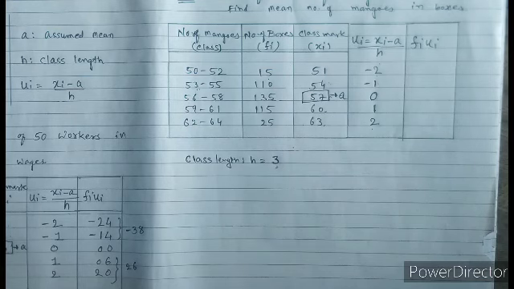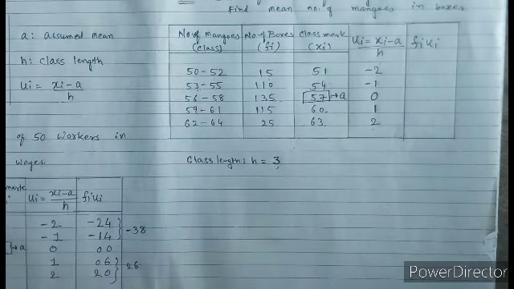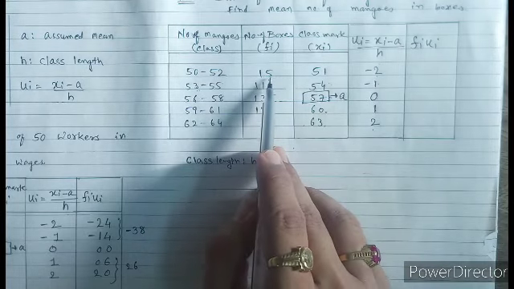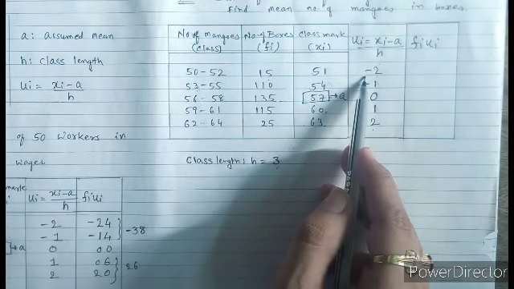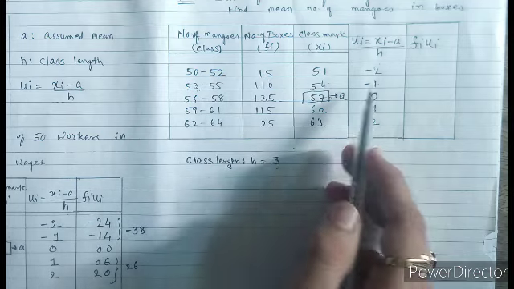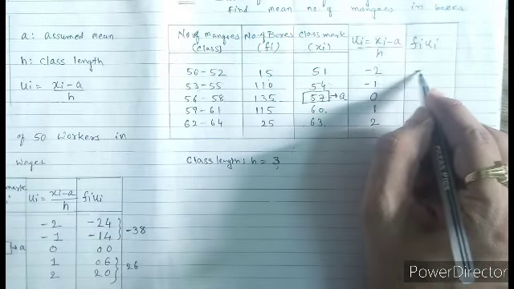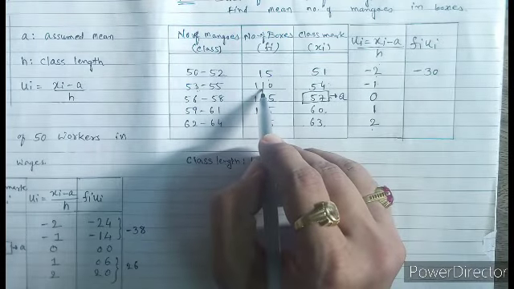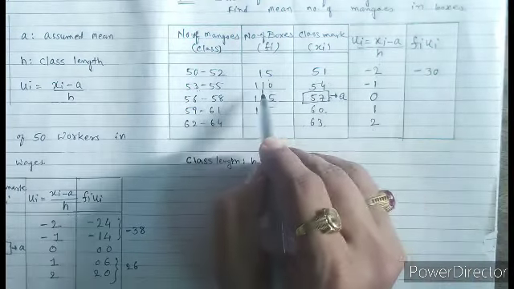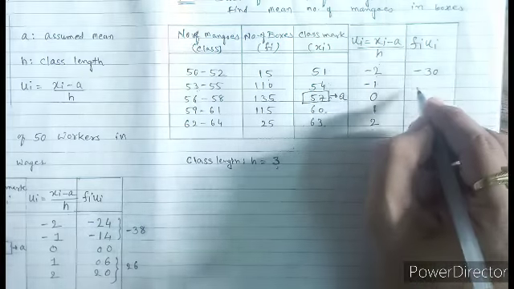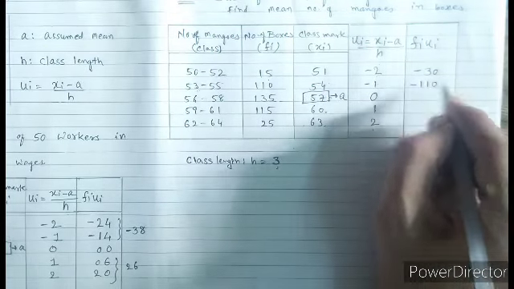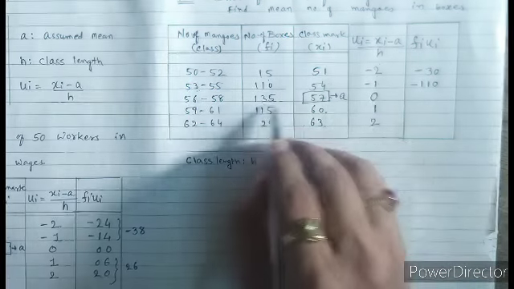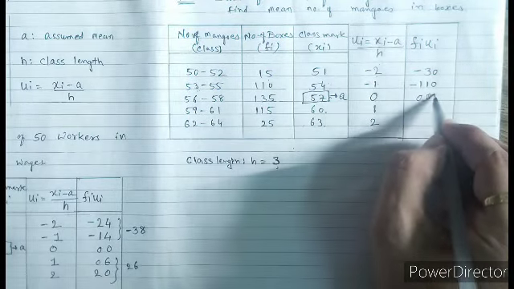Now we have to get fiui, that is the product of fi and ui. Here for the first term, fi is 15 and ui is minus 2. Multiplication of 15 and minus 2 will be 15 into 2, 30, it will be minus 30. Next is fi 110, ui minus 1. 110 multiplied by minus 1 is minus 110. Next is fi 135, ui 0. 135 multiplied by 0 is 0.